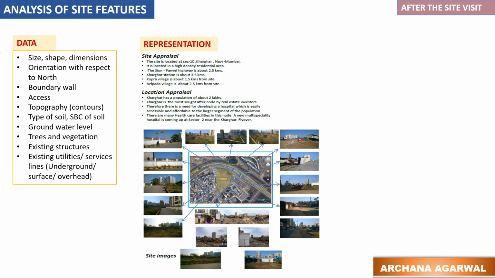The data related to the site features collected from the internet or during the site visit is represented in the form of text, graphics, pictures, sketches, and photographs. The site photographs are shown with the view angles marked on the site plan.